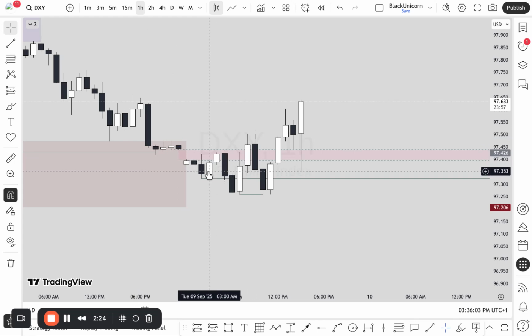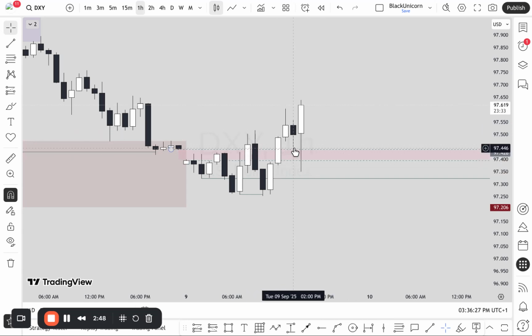Then into Tuesday, there was a gap. Price tapped into it, then we had this move. Tapped into it one more time, taking out this low, probably the low from Asia. Then we have this aggressive move upward. The moment this candle closed above this swing high, we have our bullish shift in market structure.